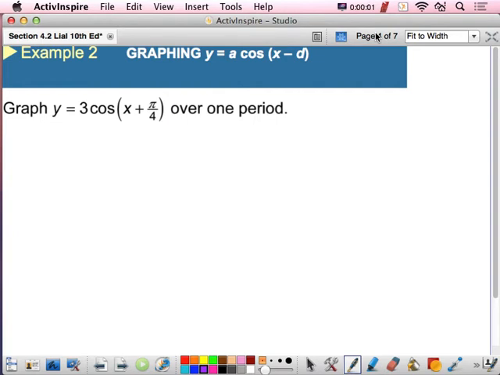Take a little while, so let's just push through them. We would like to graph y equals 3 cosine of x plus pi over 4 over 1 period. So we're going to take some time and pick this apart and see what everything means.